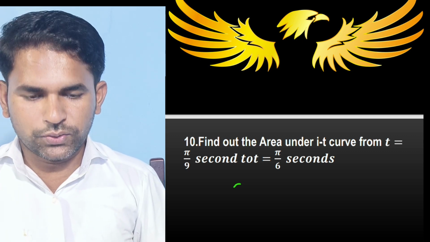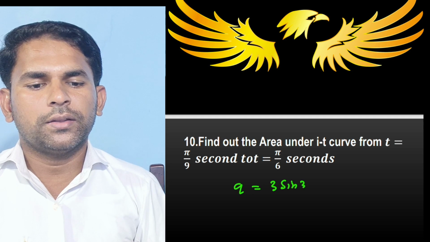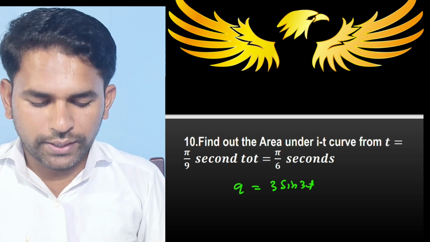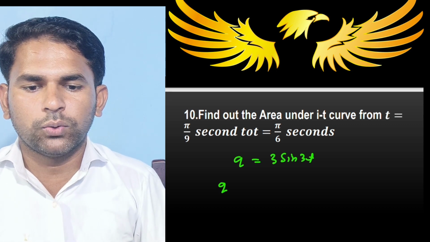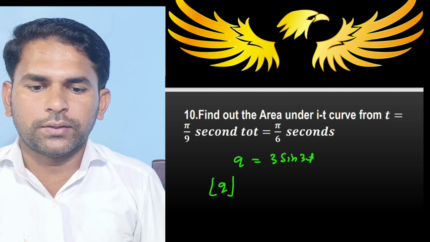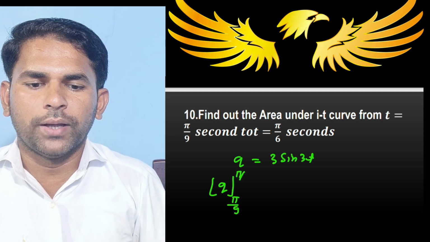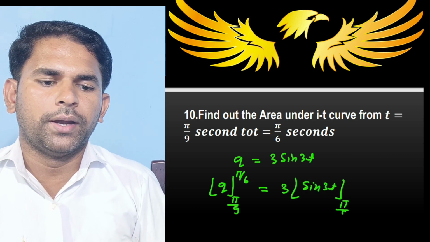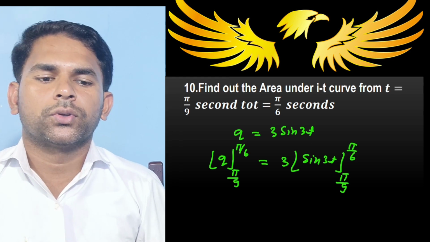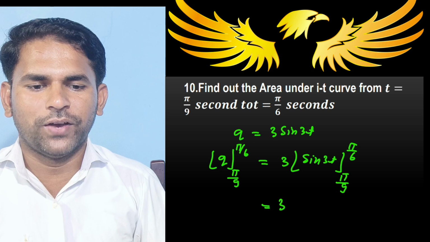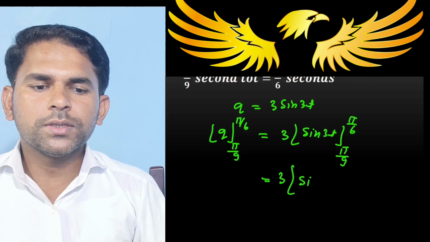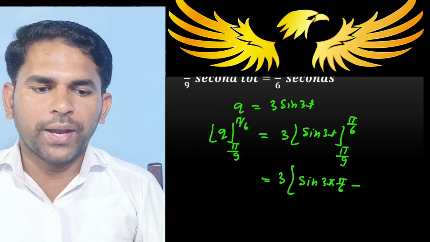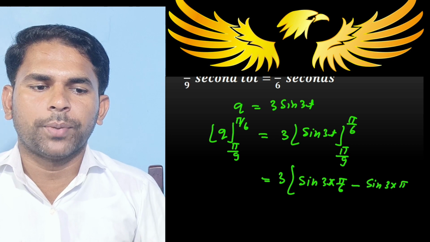So what we can consider here: the charge is 3 sin 3t. They are asking for the area under I-T, so how can we find it? We can place q like this, t from pi by 9 to pi by 6. 3 is a constant, sin 3t from pi by 9 to pi by 6. Now upper limit minus lower limit, you know very well. So the upper limit is sin 3t with t as pi by 6, minus sin 3 at the lower limit pi by 9.